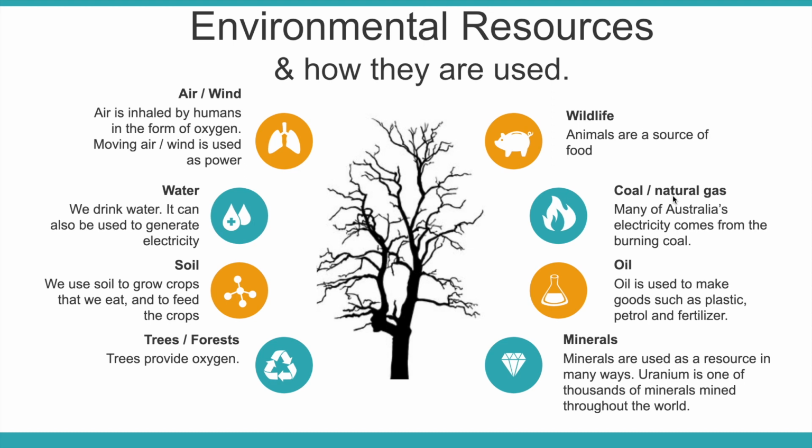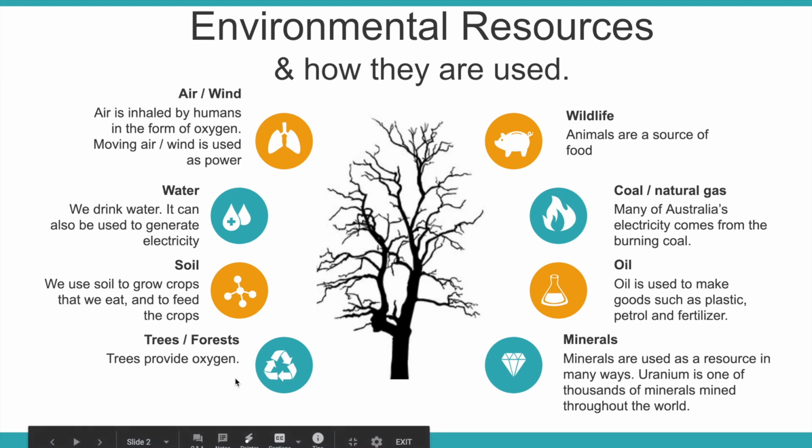Coal and natural gas. Most of Australia's electricity, in fact, comes from burning coal. However, we are starting to use more renewable energies such as air, water and wind as time goes by. Soil. We use soil to grow crops that we eat and to feed the crops as well. So the plants get their nutrients from the soil, so they're using it as well. Oil. Oil is used to make goods such as plastics, petrol, and fertilizer.